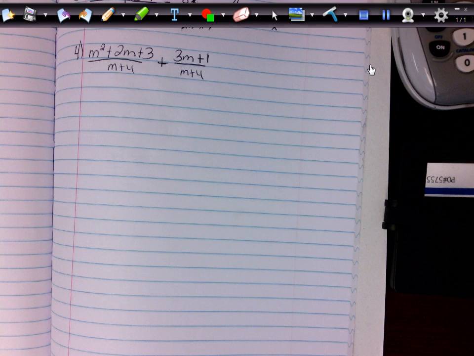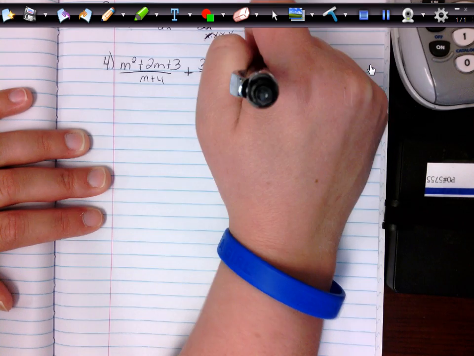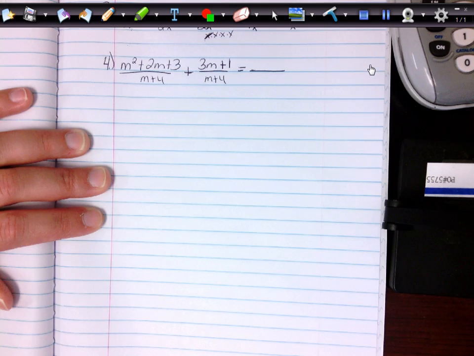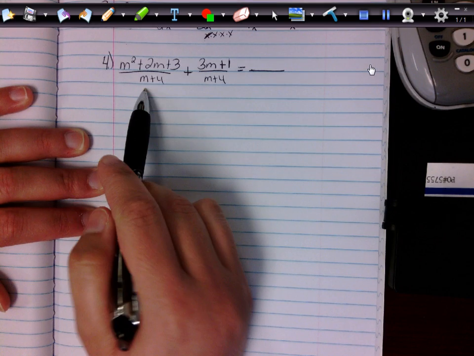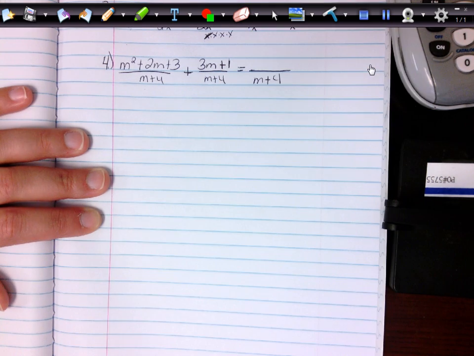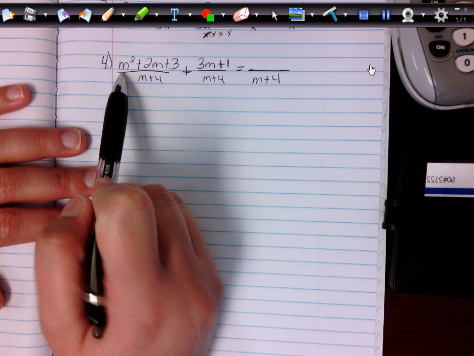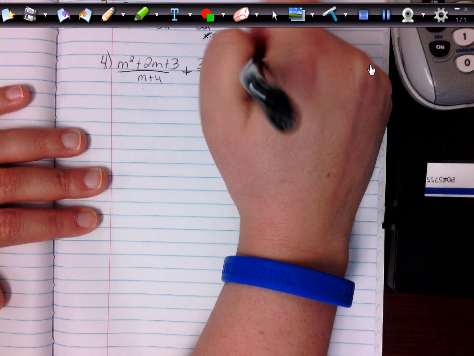Okay, go ahead and write down number 4. We have m squared plus 2m plus 3 over m plus 4 plus 3m plus 1 over m plus 4. Again, we're adding these rational expressions or fractions, and we have common denominators. Both of the denominators are m plus 4, so I'm going to bring over my common denominator first. And then in the numerator, I'm going to add up anything that's alike. So here I have m squared, and if I look through here, I don't have any other m squared, so I'm just going to bring over my m squared.